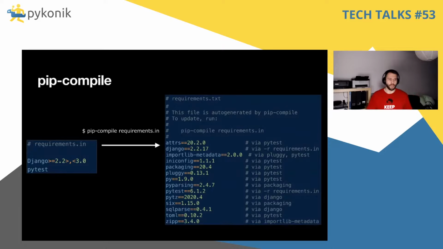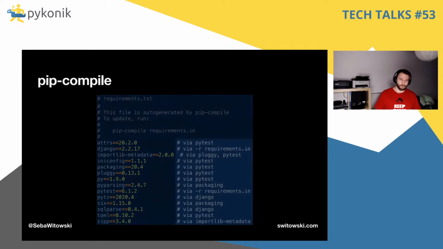So if we take this file with just two dependencies and we run it through pip-compile, we'll get a new file called requirements.txt, this time with all the dependencies of Django and PyTest and their sub-dependencies pinned. Every single dependency is pinned to the most specific version that is now available. And in addition to that, each package has a comment, so you can see where it comes from.